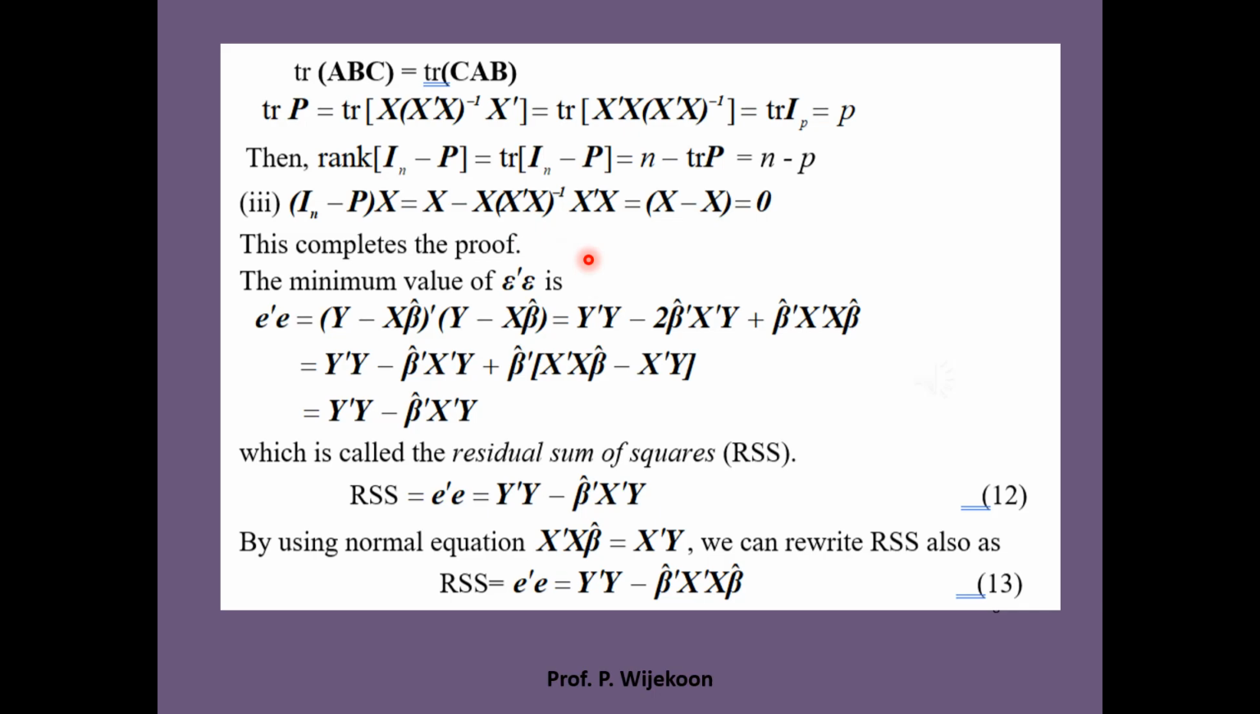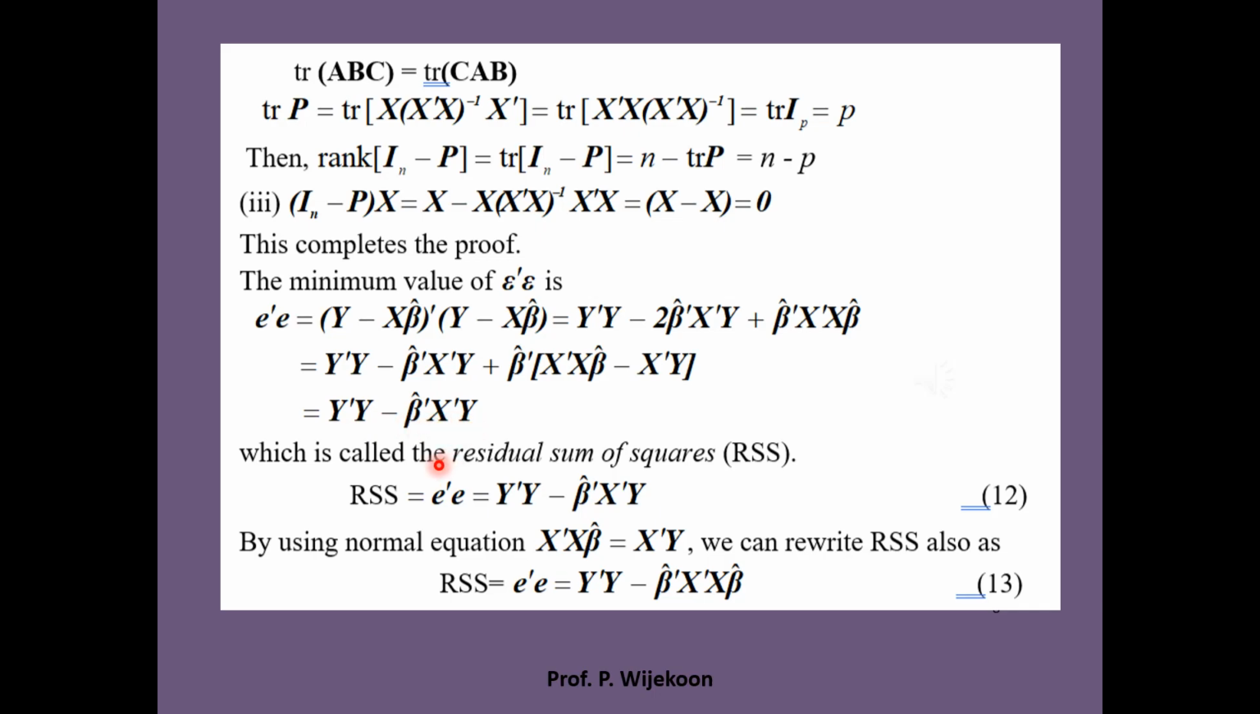The minimum value of error sum of squares is called the residual sum of squares. Hence, the residual sum of squares e'e is equal to (y minus X beta hat)' into (y minus X beta hat). When simplifying this, we can see that beta hat' is common for these two terms. Look at the expression within brackets. That is the normal equation, and hence this term is equal to 0. Therefore, the residual sum of squares is equal to y'y minus beta hat' X'y.